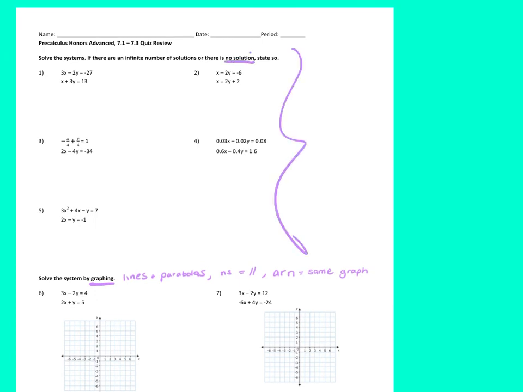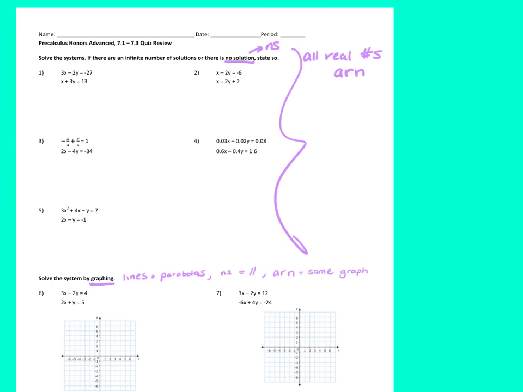If it's no solution, I write NS, and if it's all real numbers, it's ARN for all real numbers. And that happens if they cancel out and it's a false statement, it's no solution. If they cancel out and it's a true statement, it's all real numbers. So the quiz will tell you that if you're taking it at home. It will tell you what to put in there, but just keep that in mind.